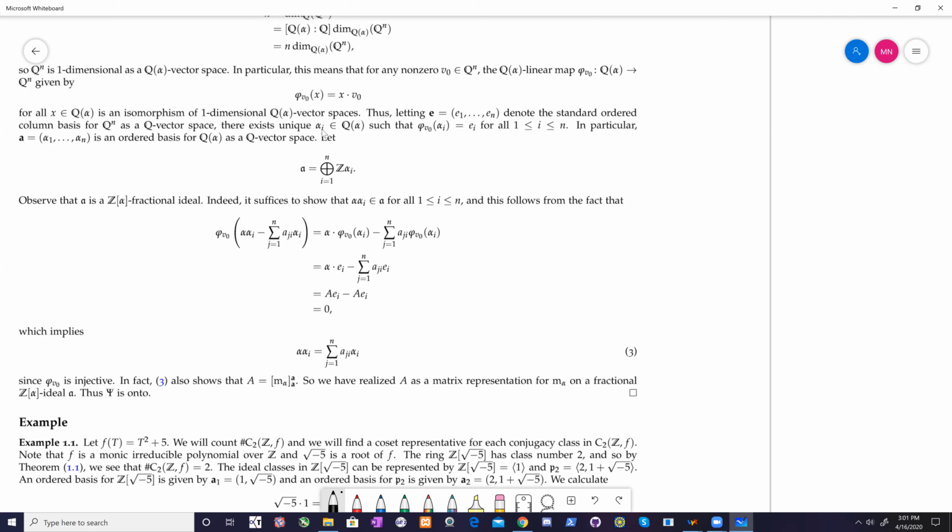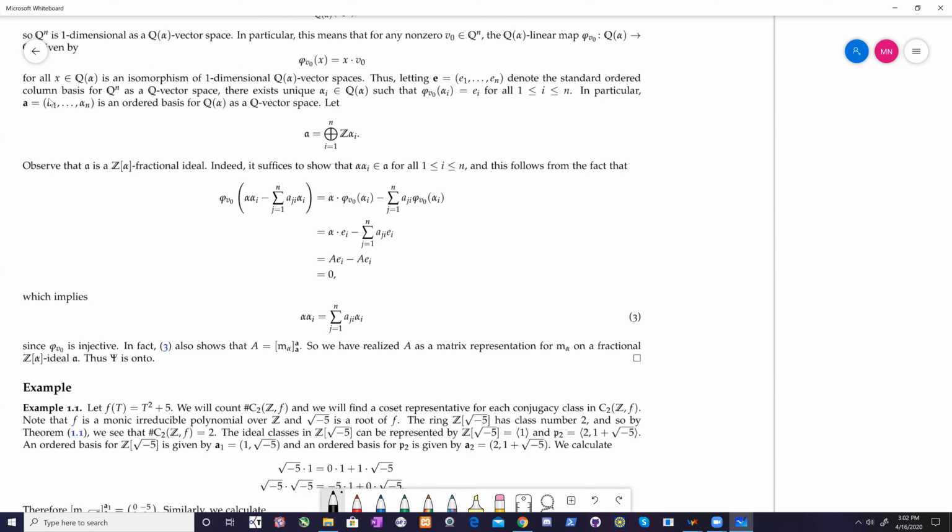So now we define this guy here, which right now we know is a lattice, but soon we'll know that it's a fractional Z[alpha] fractional ideal. We just define this math frac A to be the sum, or the Z span, of these alpha_i's. So actually, A is a Z[alpha] fractional ideal, and this follows from the fact that alpha_i is in math frac A for all 1 ≤ i ≤ n.